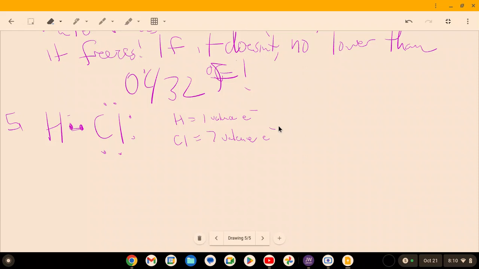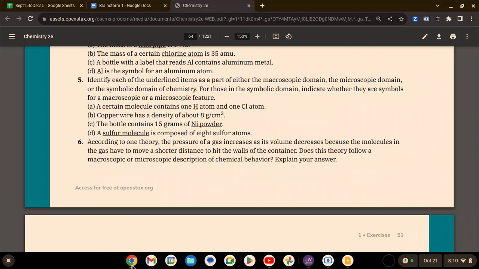And then the underlined one is this guy, so we're only looking at him. And so, what did it want us to do? Identify each of the underlined items, part of either macroscopic domain, microscopic domain.